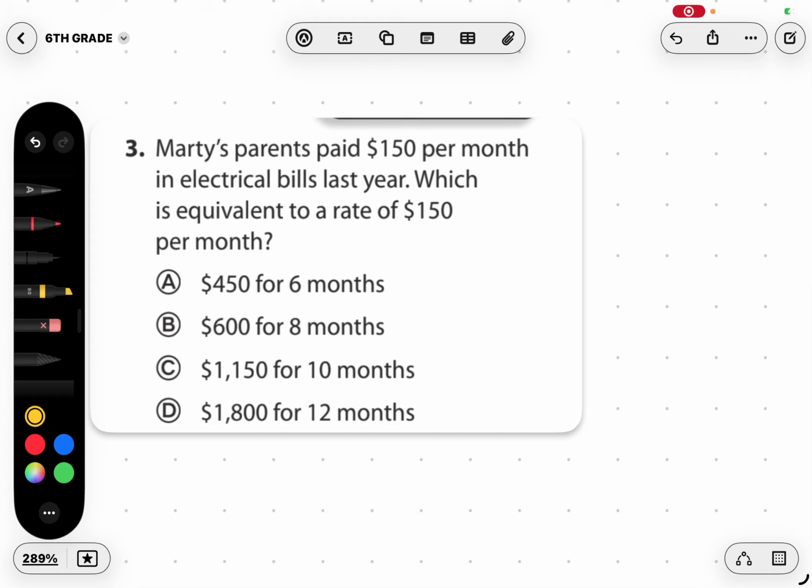Today we're going to be working on another couple of sixth grade problems dealing with unit rate. All right, so let's go ahead and jump on in.